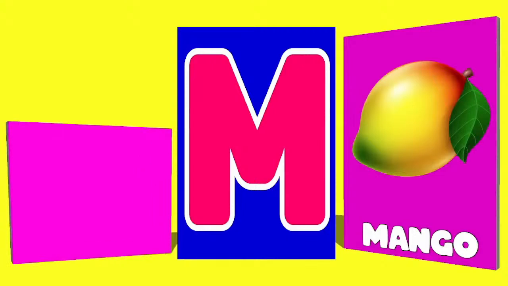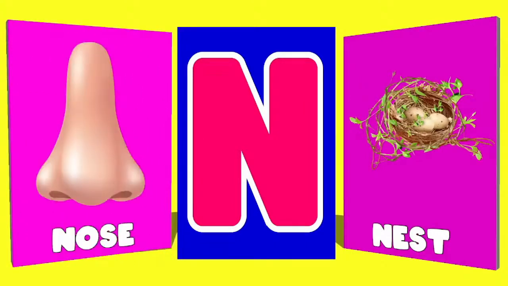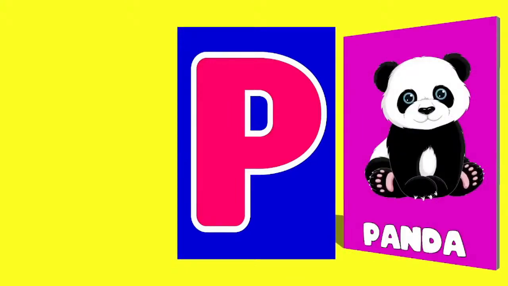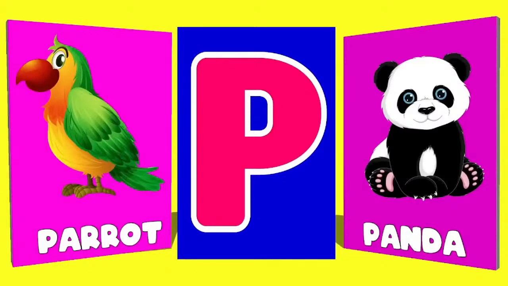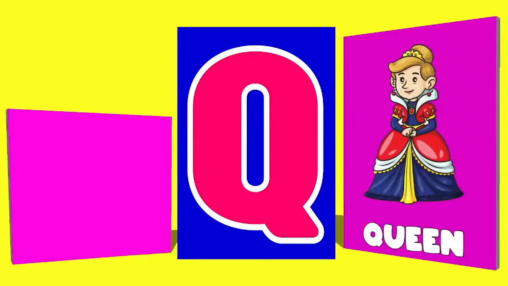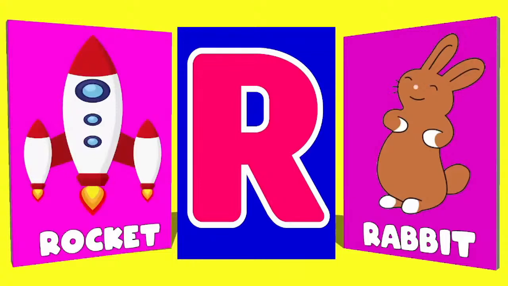M for mango. M for monkey. N for nest. N for nose. O for orange. O for octopus. P for panda. P for parrot. Q for queen. Q for quetzal. R for rabbit. R for rocket.